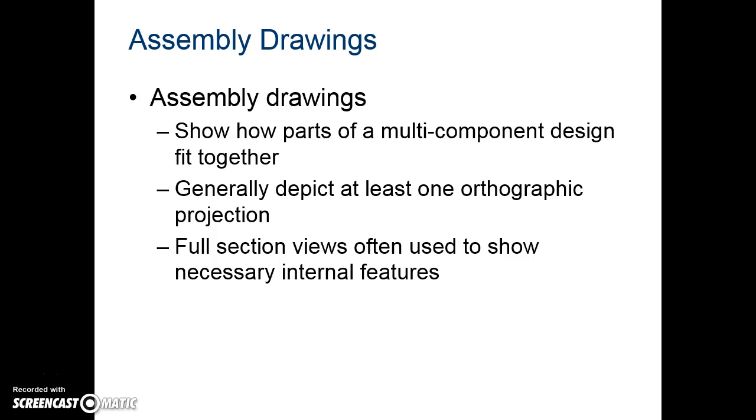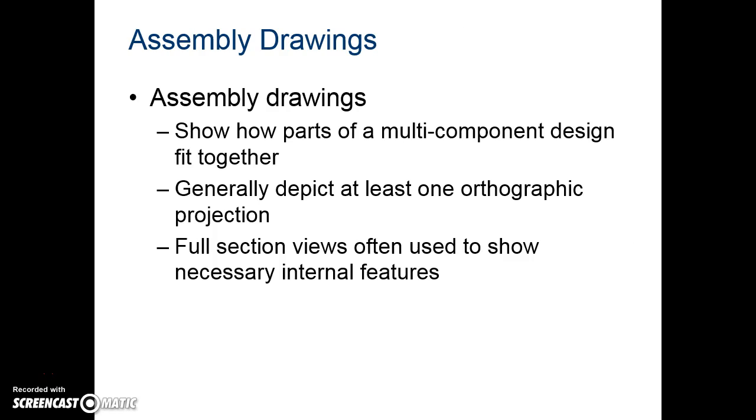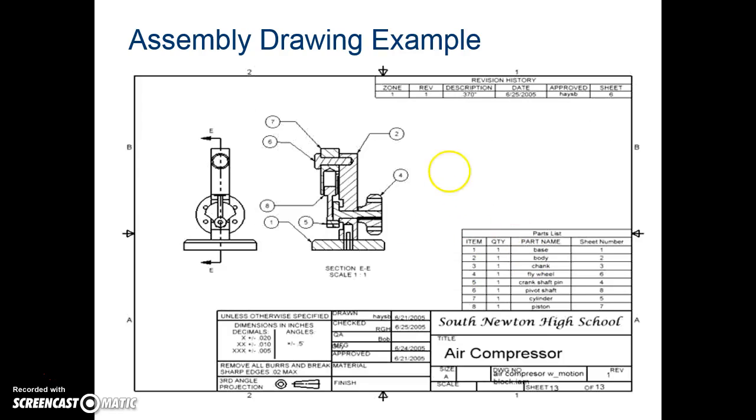Okay, so assembly drawings show how parts of a multi-component design fit together. They generally depict at least one orthographic projection. Full section views are often used to show necessary internal features. So, if we have a part that needs a section view, we will put that in the assembly drawings. It shows how most of the multi-components fit together and generally depicts at least one orthographic projection.